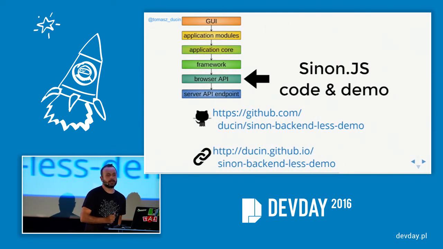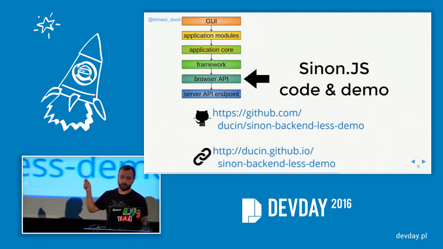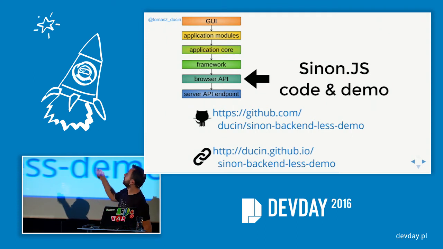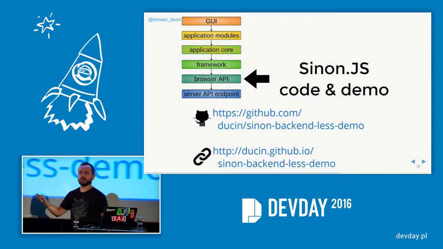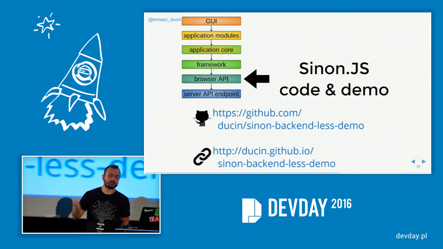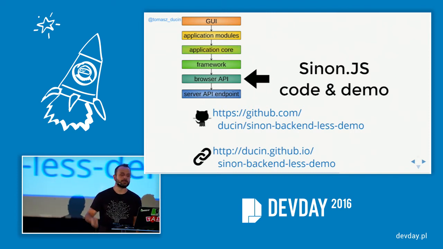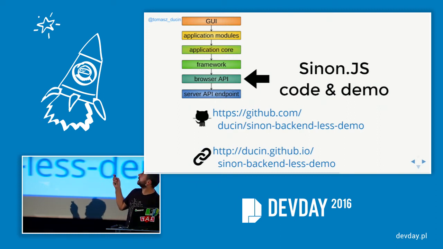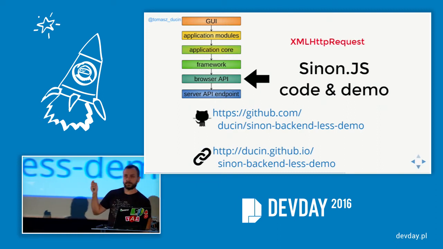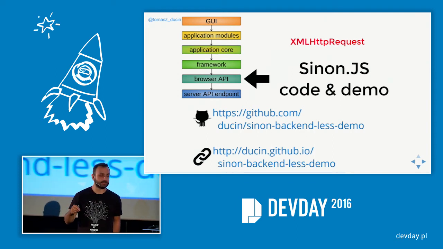A more interesting thing is browser API mocking. An example tool that does the job is sinon.js. Is there anybody who knows sinon.js here in the room? Okay, there are a few people. So it's a tool that makes it easier for us to test, basically. It provides some assertions and some spy and stub features. And it also provides a feature that is called a fake server. The fake server is using the built-in native XMLHttpRequest object.